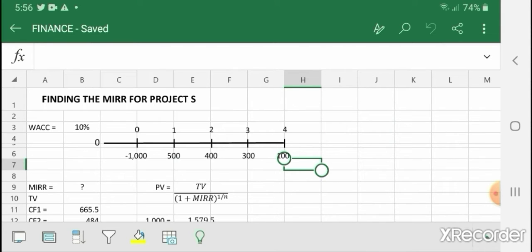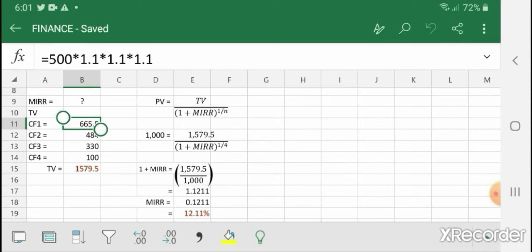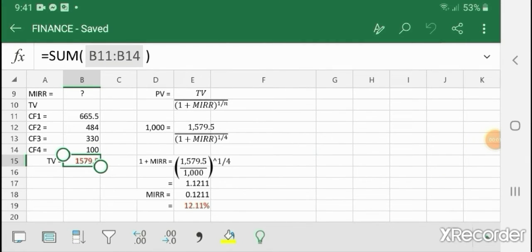So, in finding the MIRR, we have to calculate the TV for all the cash inflows, and the present value of the cash outflow, which is the 1,000. So, the terminal value of cash flow 1 is equal to 500 times 1.1 times 1.1 times 1.1, which will give us 665. We will do this up to cash flow 3, except cash flow 4 since it is at time 4, which is the terminal period, so the TV of the $100 will just be $100. So we just need to add them up to get 1,579.5 as the TV for these cash flows.